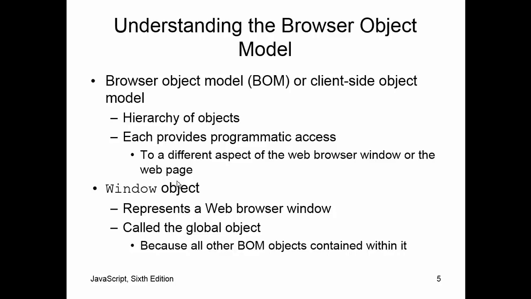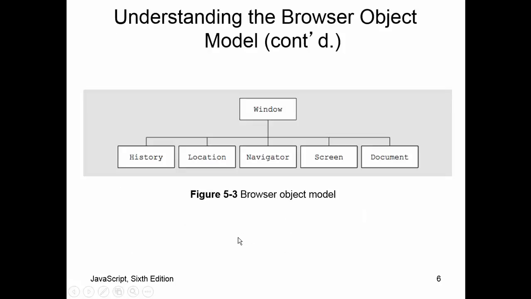So we've got the window object, and we've talked a little bit about that before when we talked about using alerts. Remember how we said we could use window.alert, but because window is known as the global object, we technically don't have to put window dot in front of anything. As it says, all other browser object model objects are contained within the browser window. And there's a look at it. So these are all things in the BOM that you're able to manipulate.